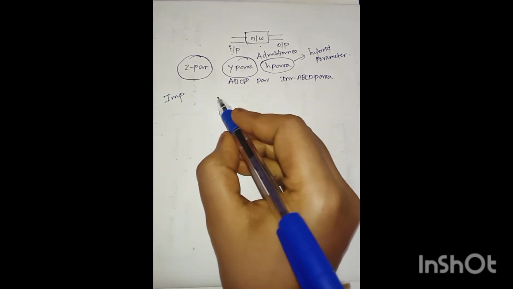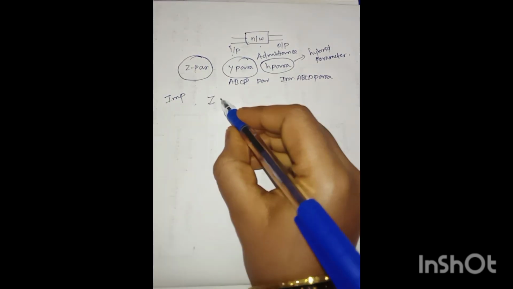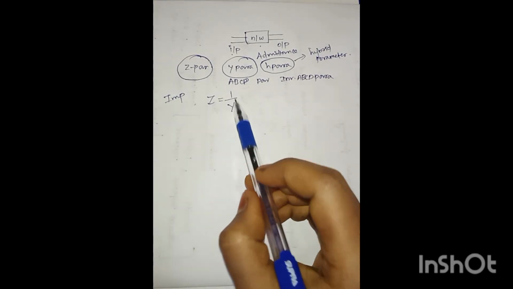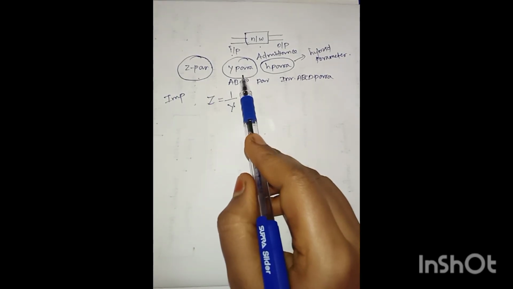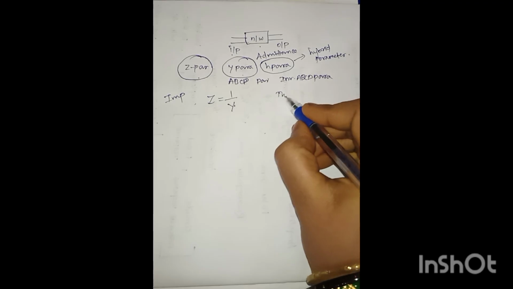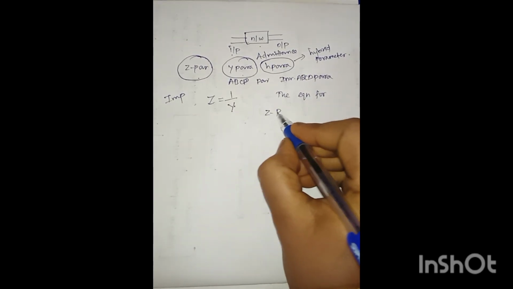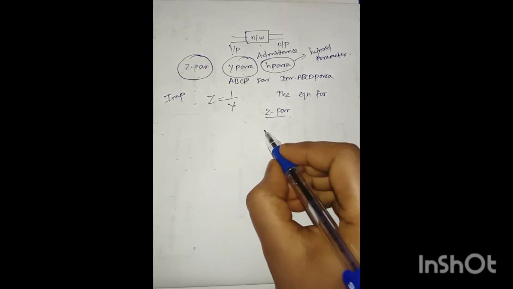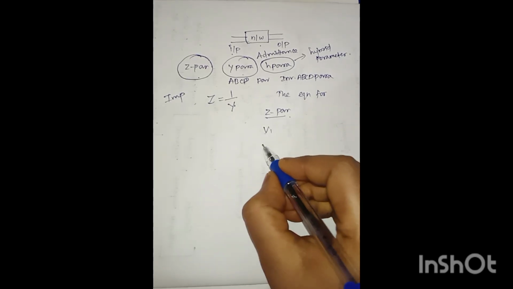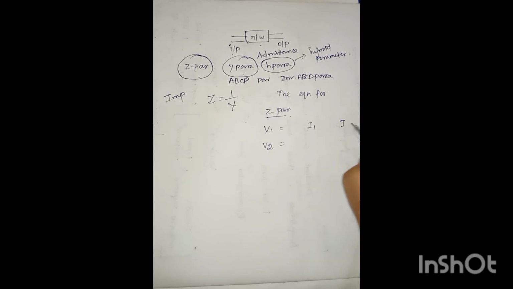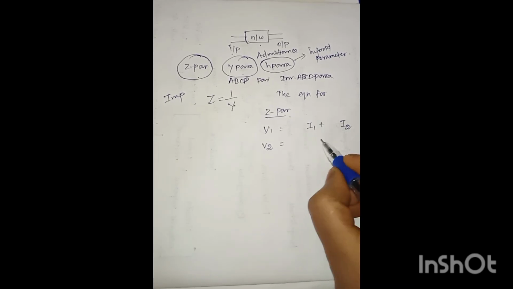And remember these two: Z parameter is the reciprocal of Y parameter. This is the relation between Z parameter and Y parameter. The equation for Z parameter is where the input and output voltages are represented in terms of input current and output current.